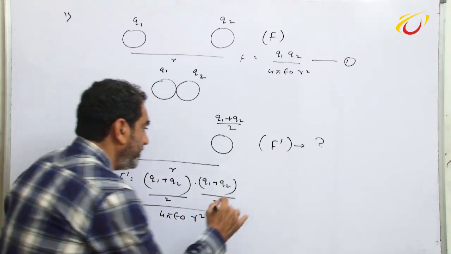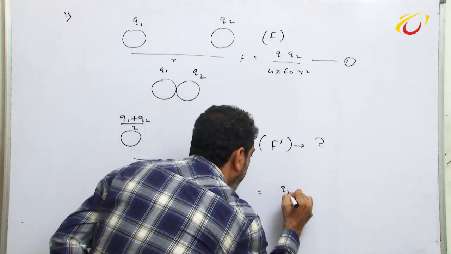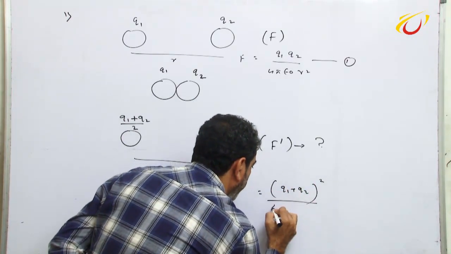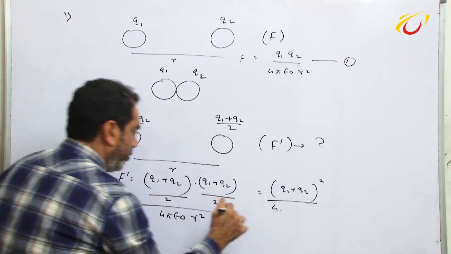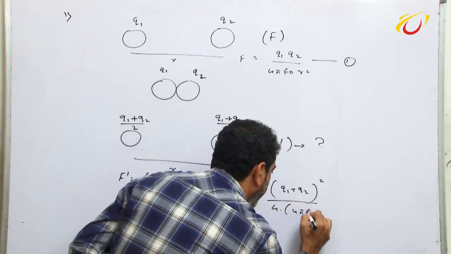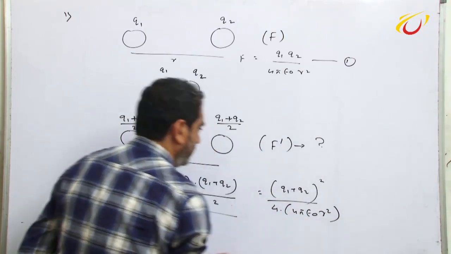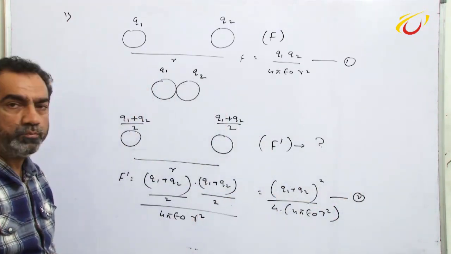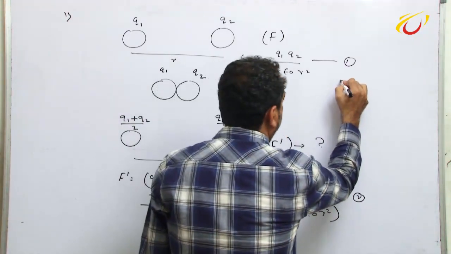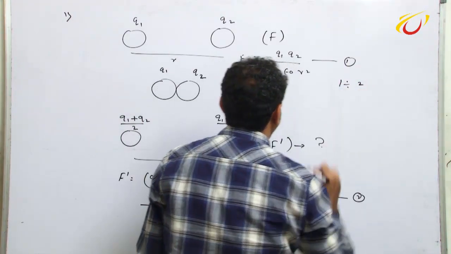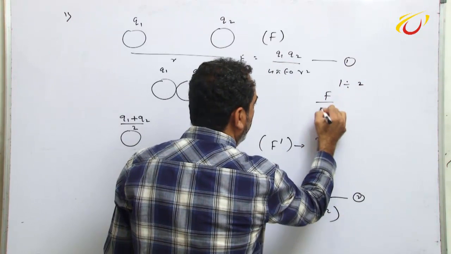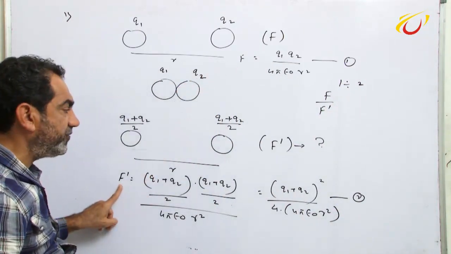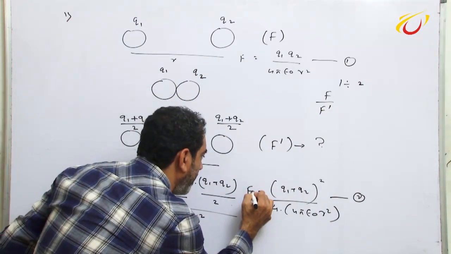Now this will become (Q1 plus Q2) whole square divided by 4, into 4 pi epsilon r square. Say equation 2. Now take equation 1 divided by equation 2, so you will get F over F dash. Have a look, beta: F here, F dash, first equation.